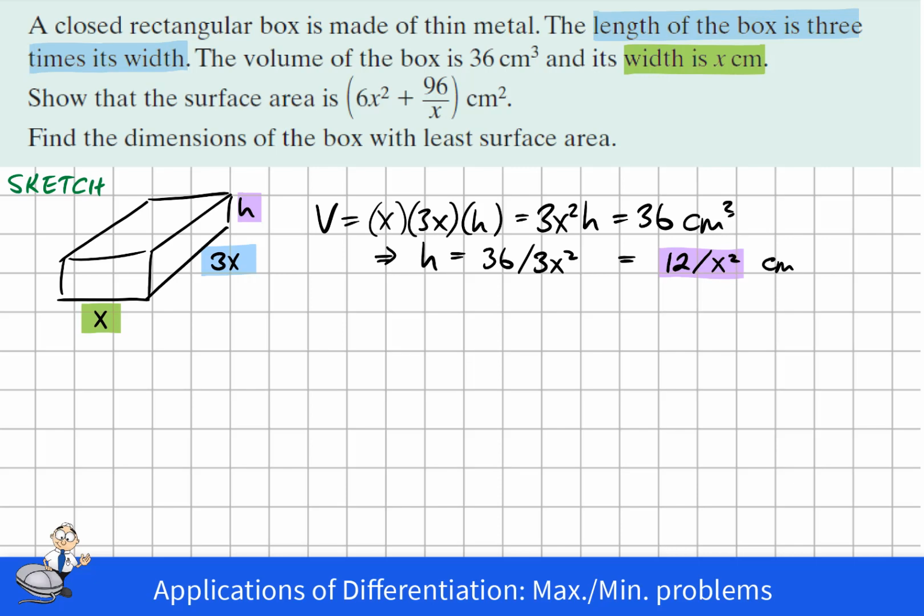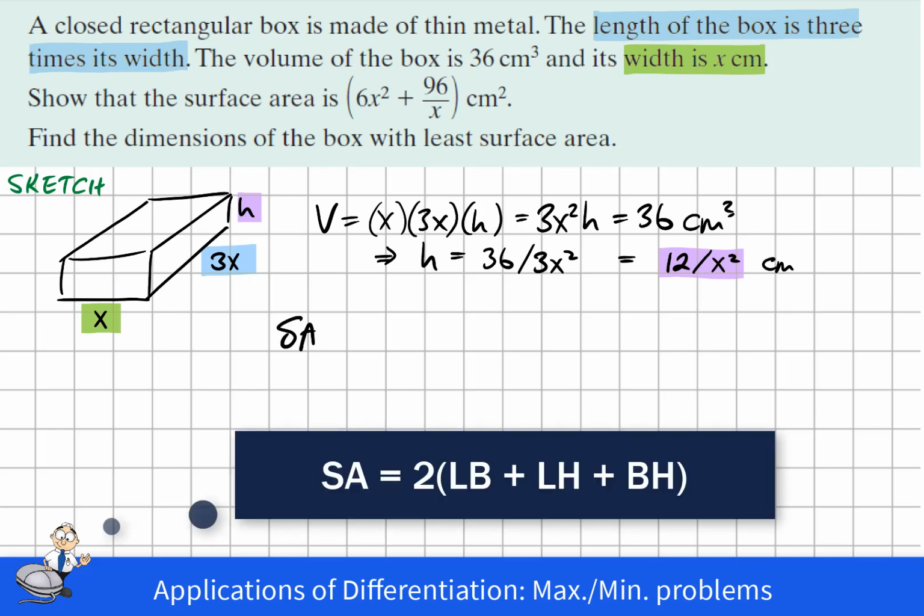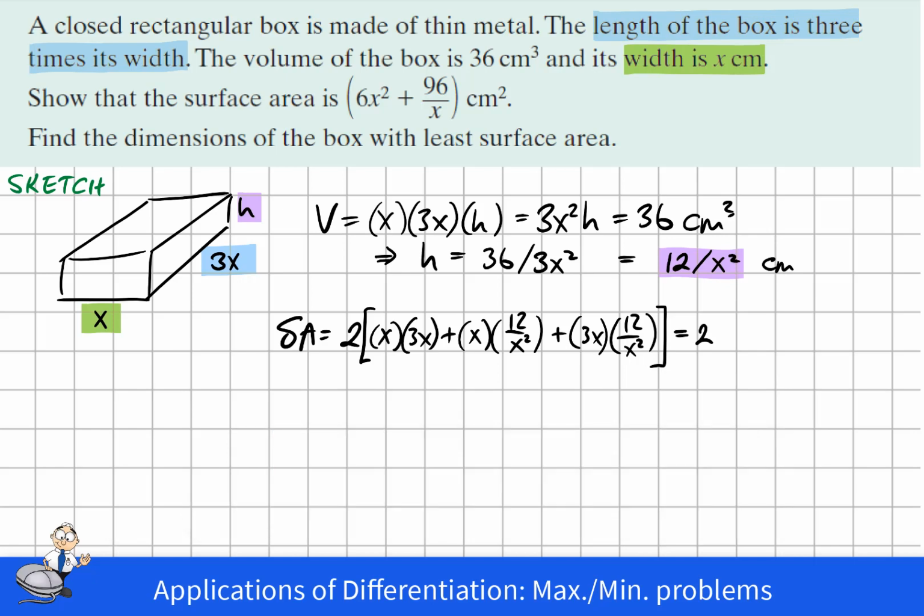The surface area: there are 6 surfaces, but they repeat. So there's 3 different types. So if we multiply the length by the breadth, the length by the height, which is now 12 over x squared, and the breadth by the height, we see we have an expression for the surface area. And if we neaten this up, we should be able to make it look like the expression that we want.